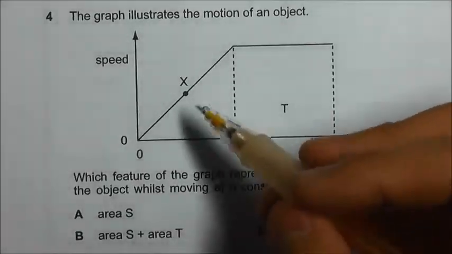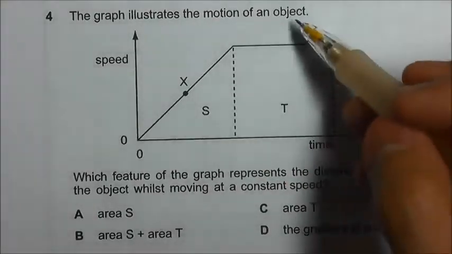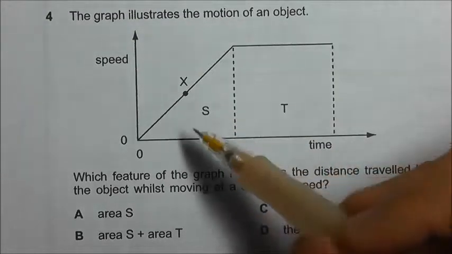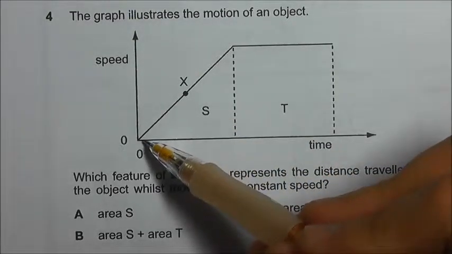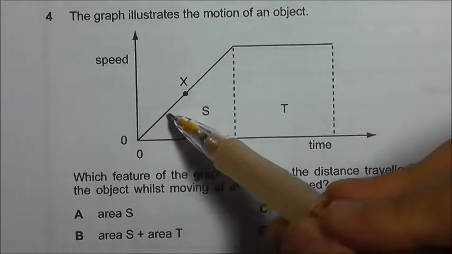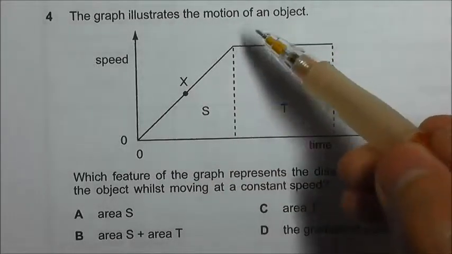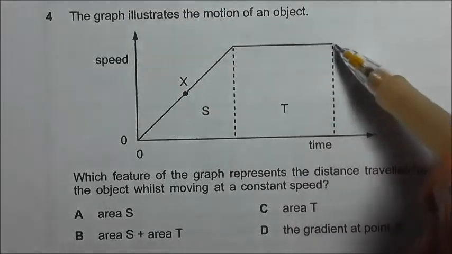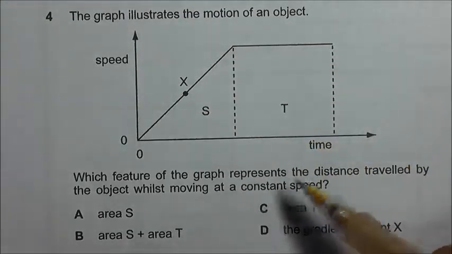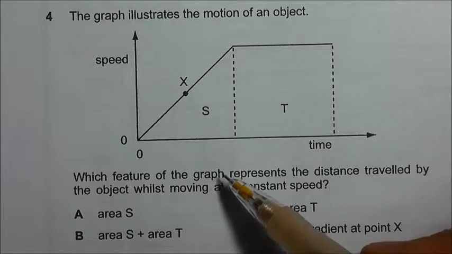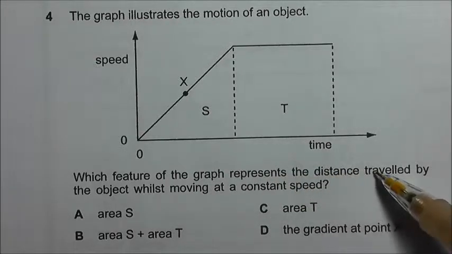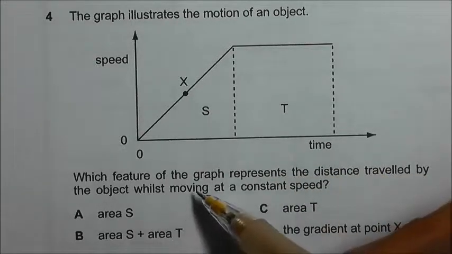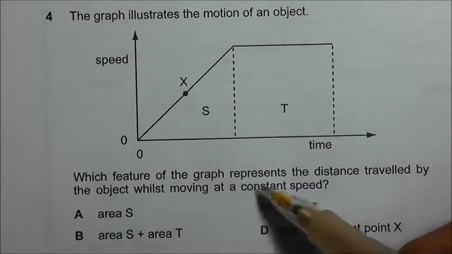Okay, we have a speed-time graph of an object. It shows that the object is moving at constant acceleration for this period, and then after that it travels with constant speed. Now the question asks which feature of the graph represents the distance traveled by the object while moving at constant speed.